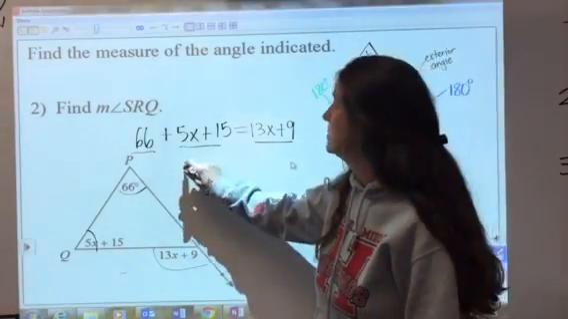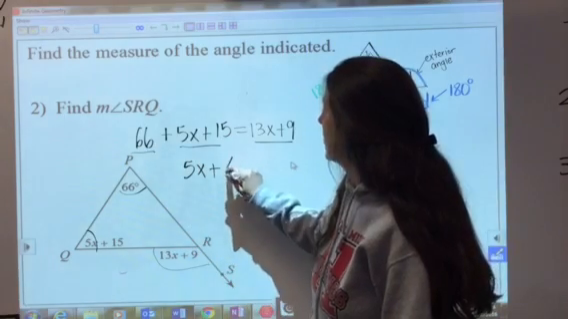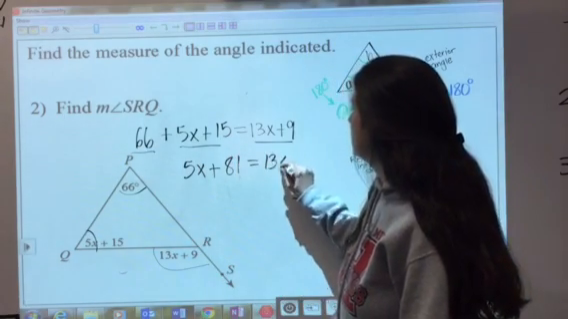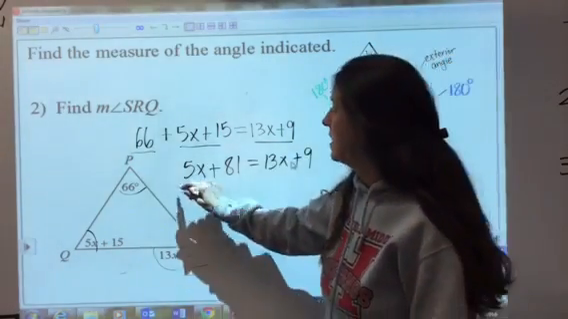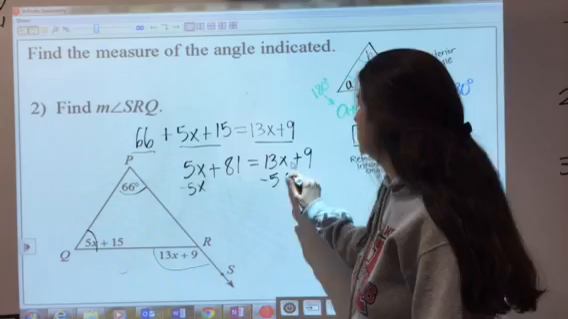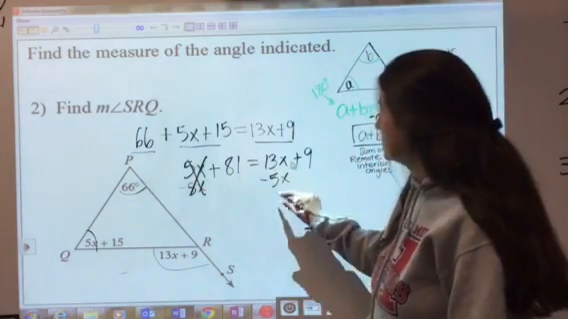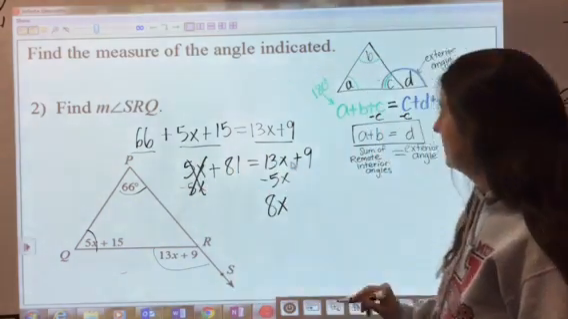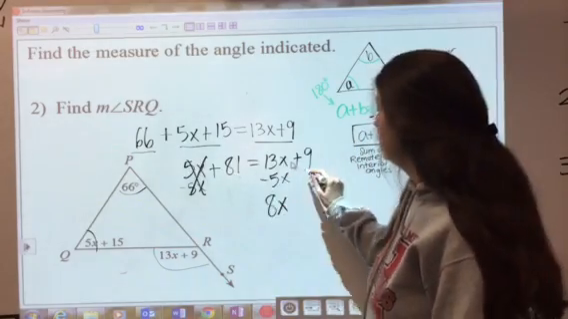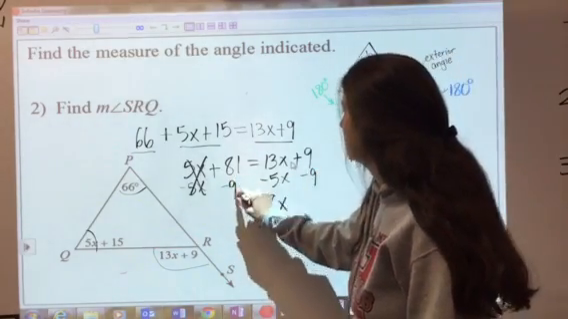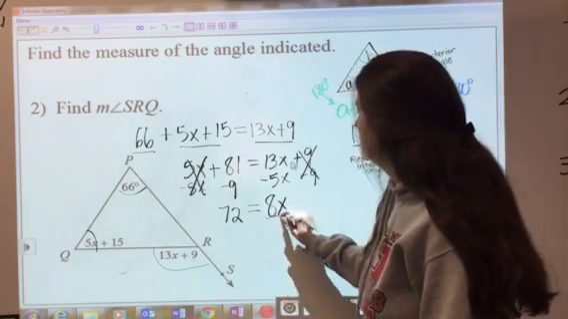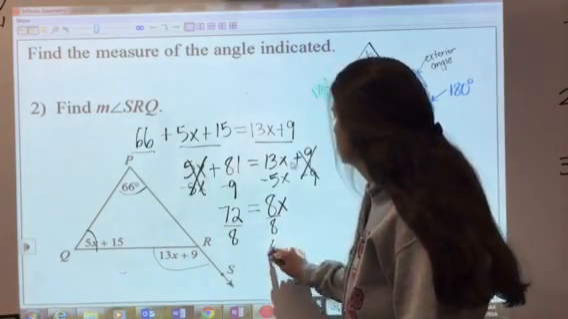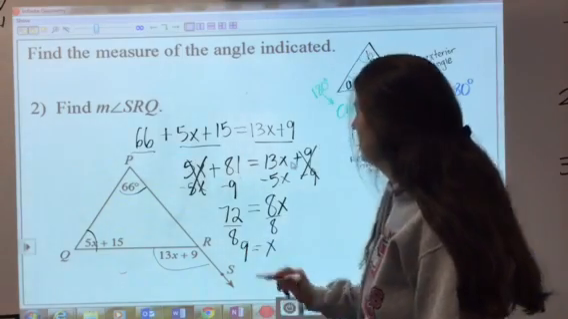Combine like terms, 5x plus 81 equals 13x plus 9. Get all your variables on one side of the equal sign, subtract 5x from both sides, and that gives me 8x. Get all your numbers on the other side, so subtract 9 from both sides, and that gives me 72. Divide by 8, so x equals 9.